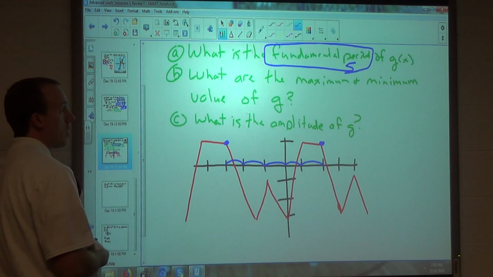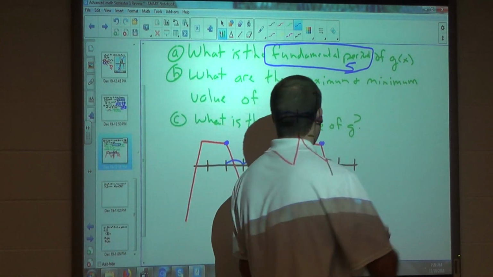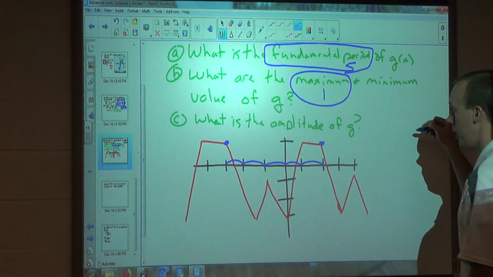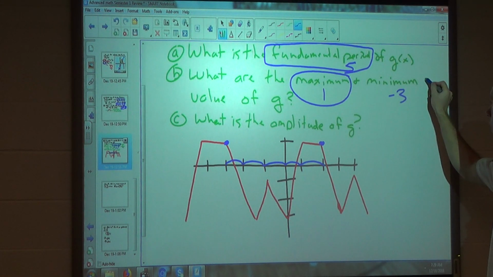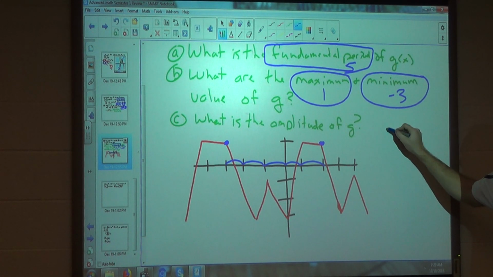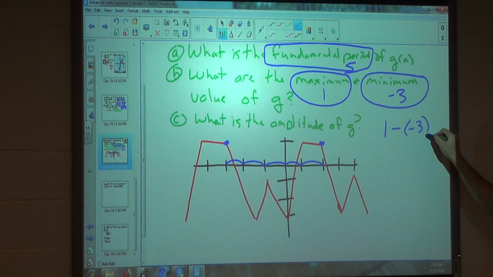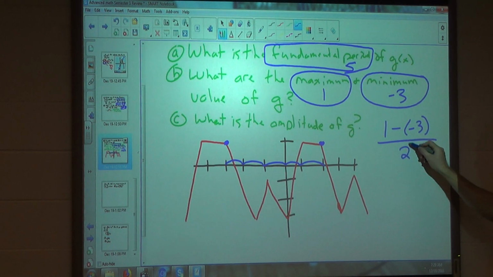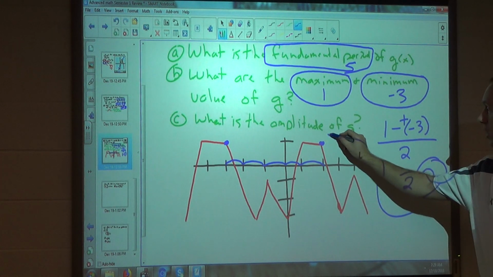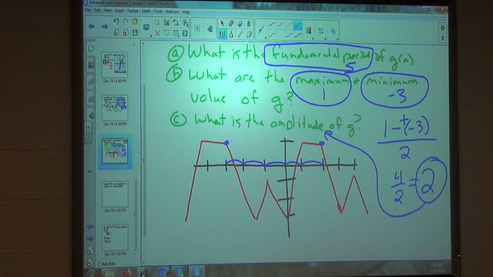Yep. Okay, what are the maxes and mins? So what is the highest? The maximum would be 1. What is the minimum here? The lowest would be negative 3. Okay, and then it says what is the amplitude of g, and the formula for that was max minus min divided by 2. So max minus min divided by 2. Negative, negative, make a plus here, so that's a 4 over a 2, which turns into 2. So my amplitude of g is going to be 2.